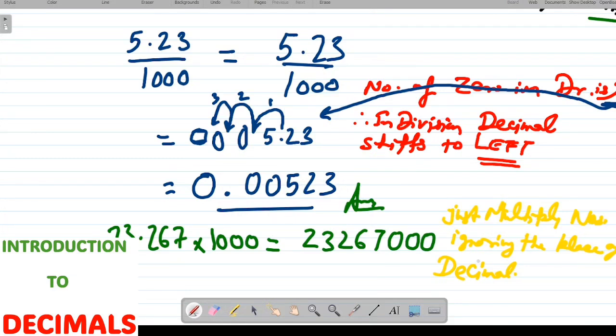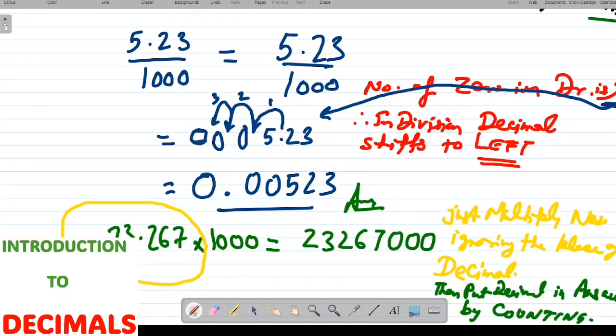Then what will you do after that? Then put the decimal in the answer by counting. How will we count? Let us see. Here, the number of decimals in 23.267.